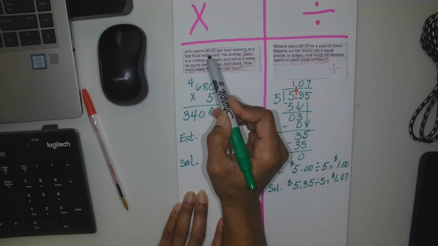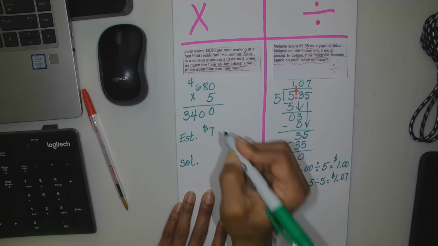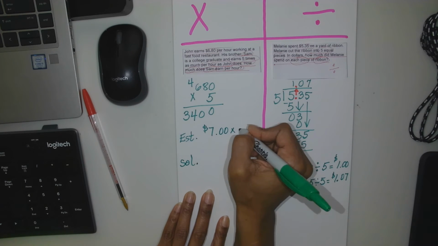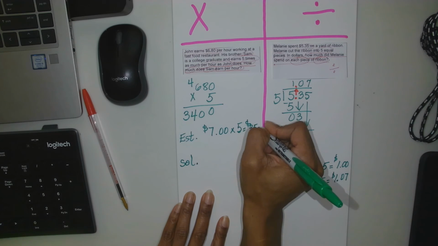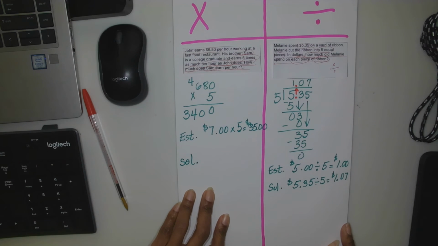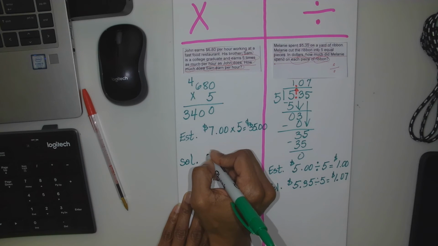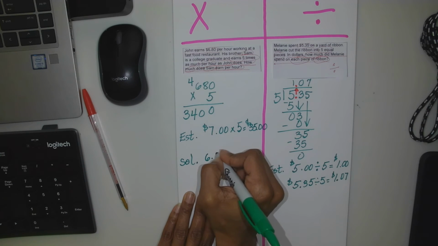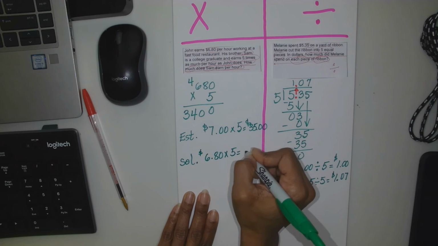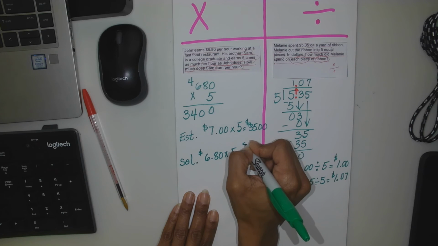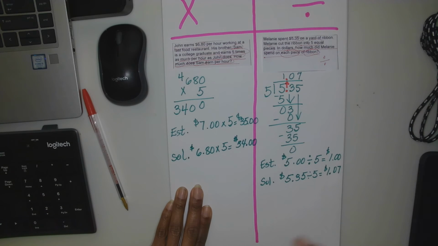Using estimation, I would say that $6.80 is about $7 times 5 equals $35. The actual solution we got was $6.80 times 5 equals $34. And I need my 2 decimal places.